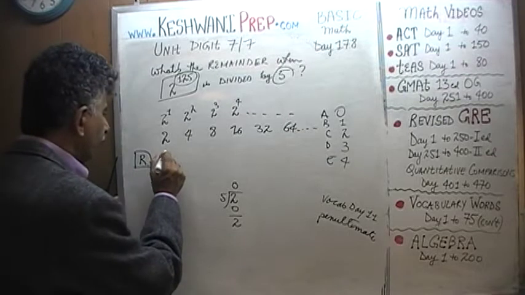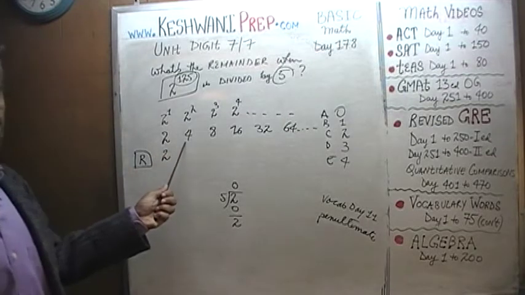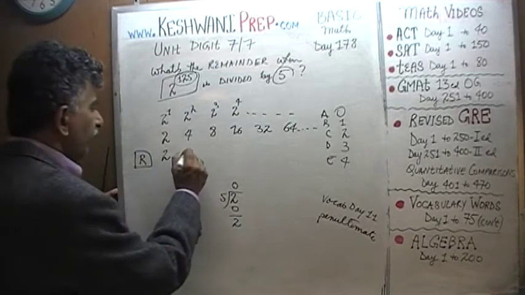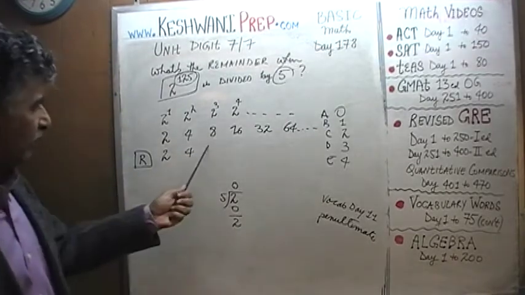The remainder is 2. Similarly, 4 is too small when you divide by 5. It cannot go into it. It's going to go 0 times, and 4 is left over. The story begins from here.